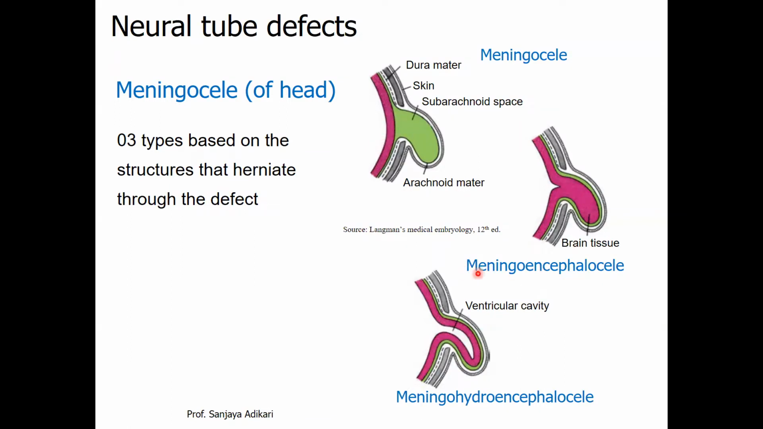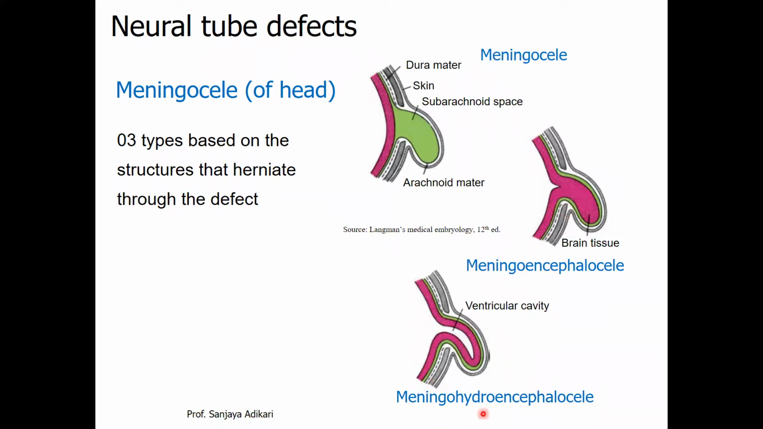Then the second one is meningoencephalocele. Encephalo means the brain, so it's not only meningocele, but meningo as well as encephalocele. So you get the skin covering, the dural and meningeal coverings. Then you have the subarachnoid space surrounding it, with the brain tissue to some extent here. Or in severe cases, you can get the ventricular space also going in, in which case you can call it meningohydroencephalocele. Meningo means these meningeal layers.